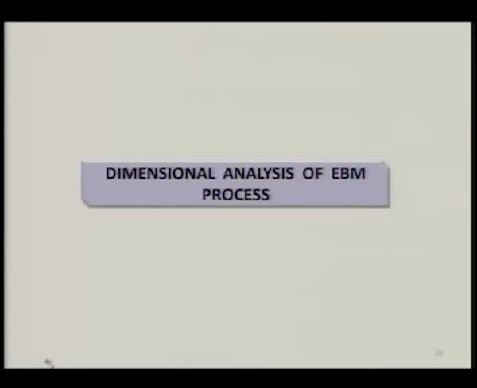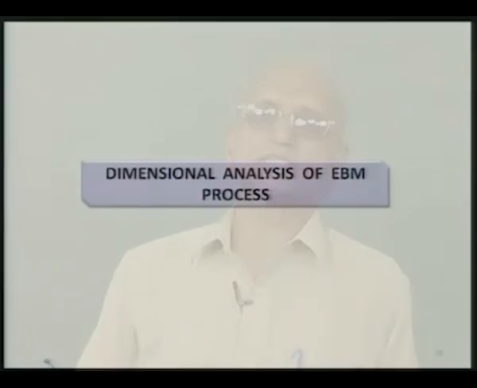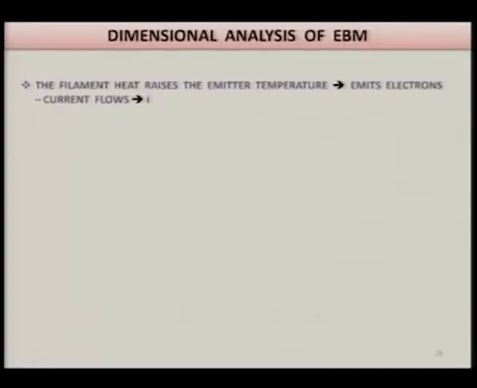Now I am going to discuss, with this brief introduction of the electron beam machining system, the dimensional analysis of the electron beam machining process. As we have seen, the filament heat raises the emitter temperature to a large value, it emits electrons that flow, and the electron current is considered as I. Electrons are accelerated by a voltage V0, hence the power of the electron beam becomes I multiplied by V0.